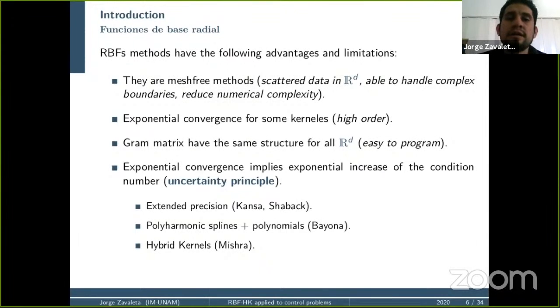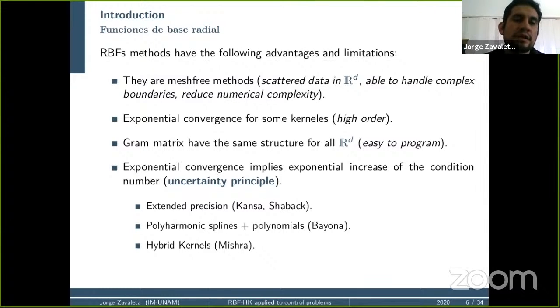Another advantage of these methods is that they can be extended easily to higher dimensions. This is because the Gram matrix related to these methods has the same structure for all R^d, and it means that they are easy to program.